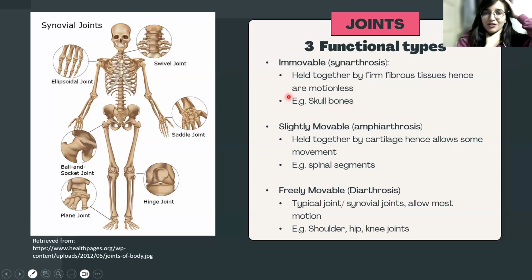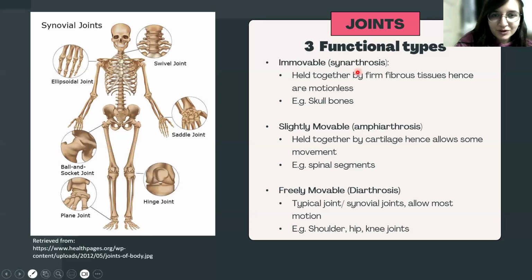I'm not talking about the lower part, okay? If I use my lower part, then yes, I can move. But the skull itself, it is immovable. And the reason it's immovable is because it's made of immovable joints. And next is slightly movable. So this one, the slightly movable joints, okay, the names you see here, every time you see this part, arthrosis, it means it's related to bones, okay?